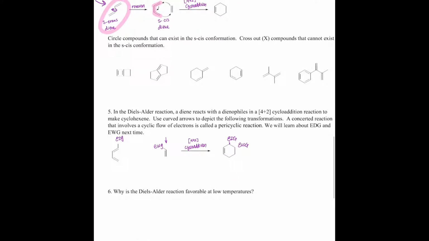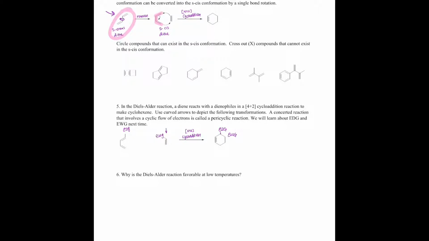So looking at the question that follows this, number 5, is: circle compounds that can exist in cis conformation, cross out compounds that cannot exist in the cis conformation. So something that we also have to keep in mind is that if the bonds are in a ring, you cannot rotate them. Only regular alkenes can rotate. So this one can rotate, but this one is already in a diene or in a cis conformation, so this one automatically will work. Though this one cannot work.